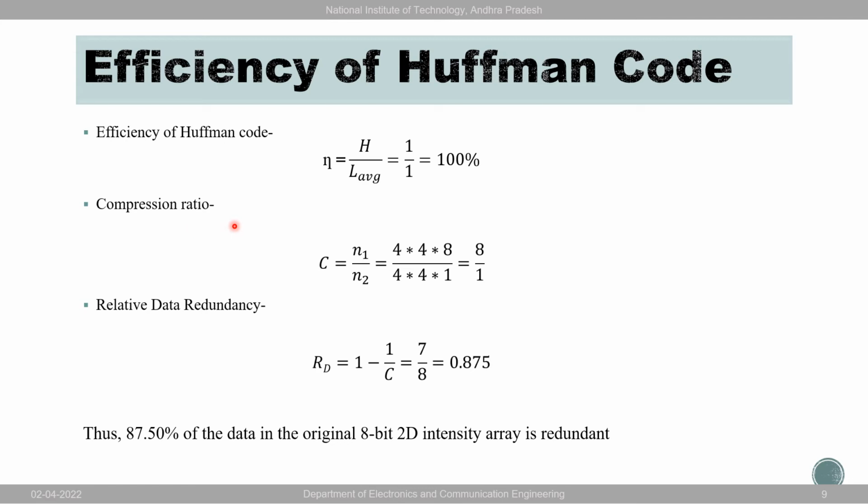Next is compression ratio. It is given by the formula: the total number of bits required to represent our image, which is uncompressed, divided by the total number of bits required when it is compressed, which is equal to 8. Next is relative data redundancy. The formula is given by 1 minus 1 by the compression ratio, so it comes out to be 0.875. Thus we can say that 87.5% of the data in the original 8-bit image is redundant.